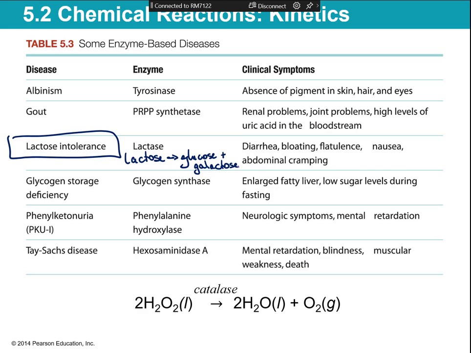If you make this enzyme, then you can drink milk or eat cheese or anything that's a dairy product. It gets digested, and then glucose and galactose are small enough for absorption. If you don't make this enzyme, lactose is too big to get absorbed. So it stays in the small intestine and it just keeps going. So it stays in the tube, not absorbed.